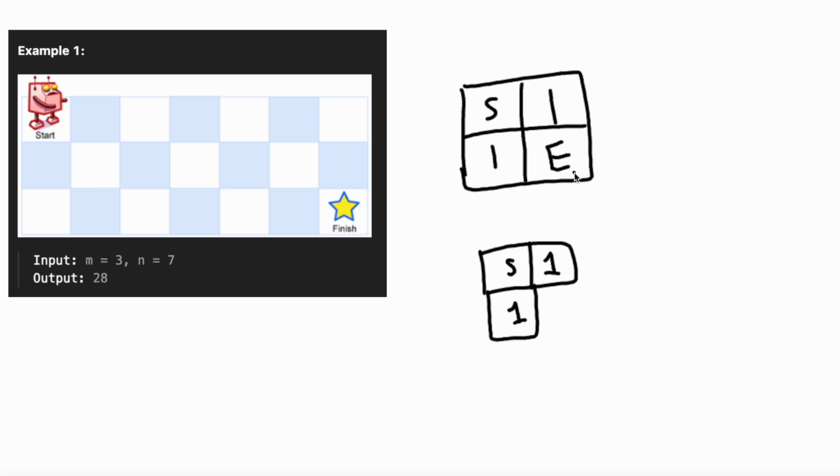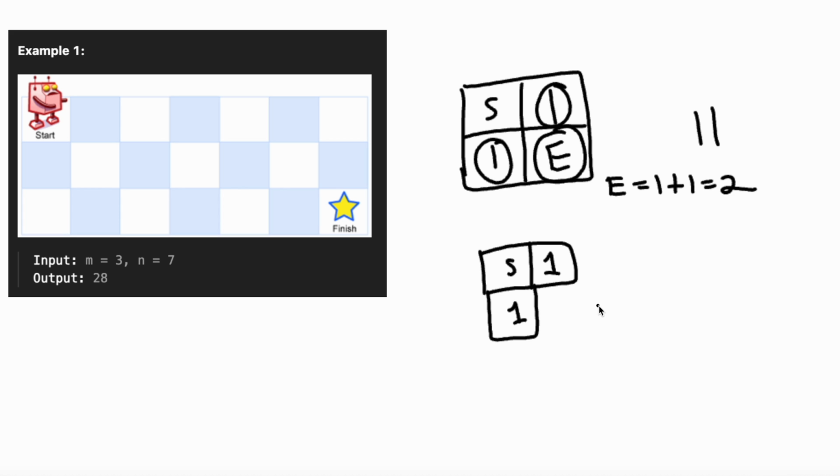Well, E can be achieved in one of two ways. It can either be achieved by going from here to here, that's 1, or here to here, that's 2. So what does that mean? It means that to get to this position, it depends on knowing how many ways there are to get to this position and this position, meaning it's going to be the sum of those two positions. So E is going to be equal to 1 plus 1, which is equal to 2. I think we're onto something.